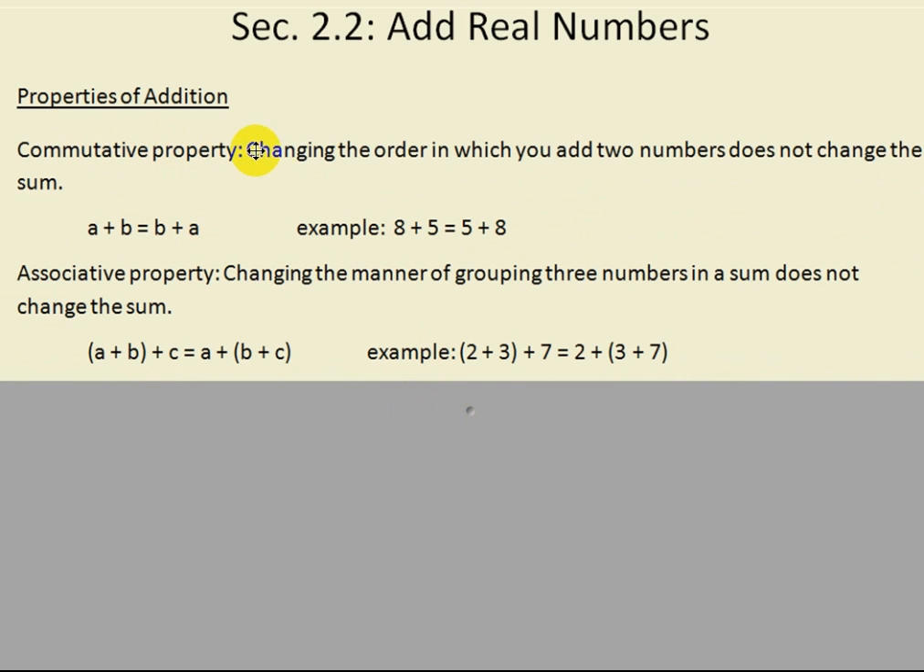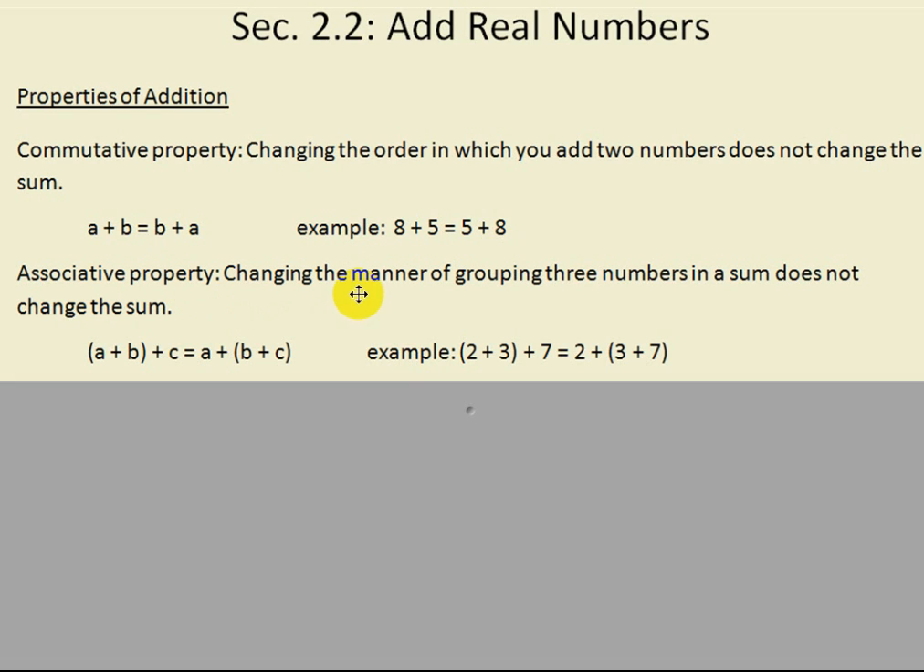First of all, if we look at the commutative property, this tells us that we can change the order in which we add two numbers and we still get the same answer. So algebraically, we can represent this as a plus b is equal to b plus a. And as an example, if you take 8 plus 5, that's the same thing as adding 5 plus 8. Notice we're only talking about addition here right now.